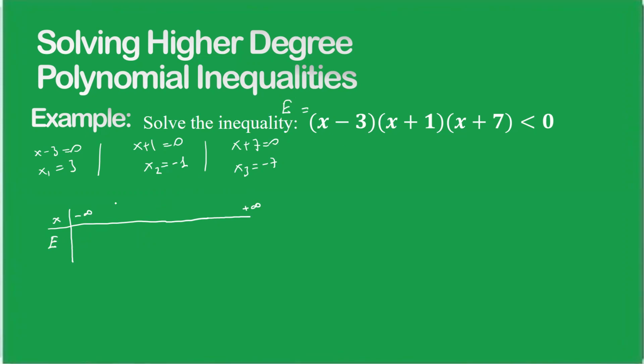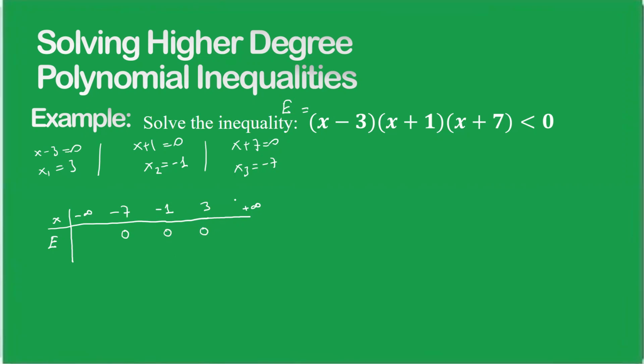Then we have to write the numbers. 3 is first, right? No, absolutely no, because we have to write the numbers in order. The first one is minus 7 because it is the least one. The middle one is minus 1, and the greatest one is 3. Now these make the expression 0. These are the zeros of the polynomial.